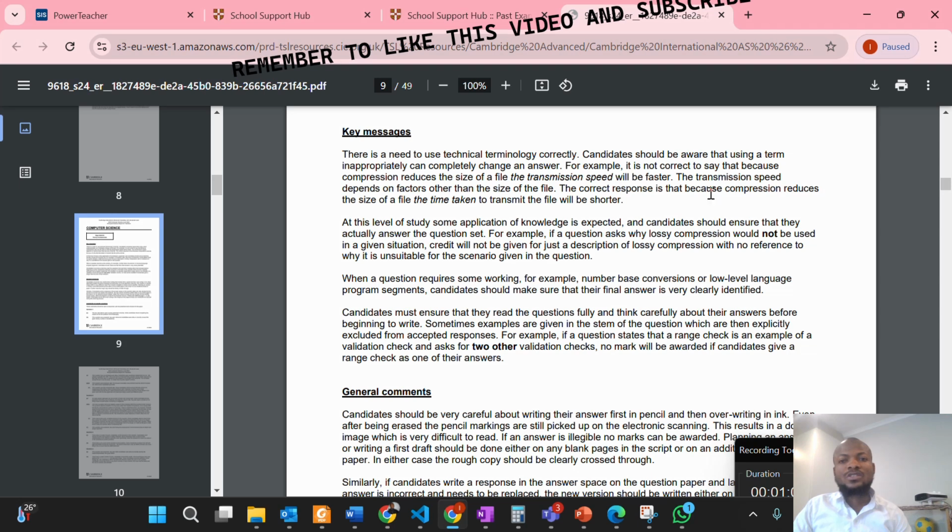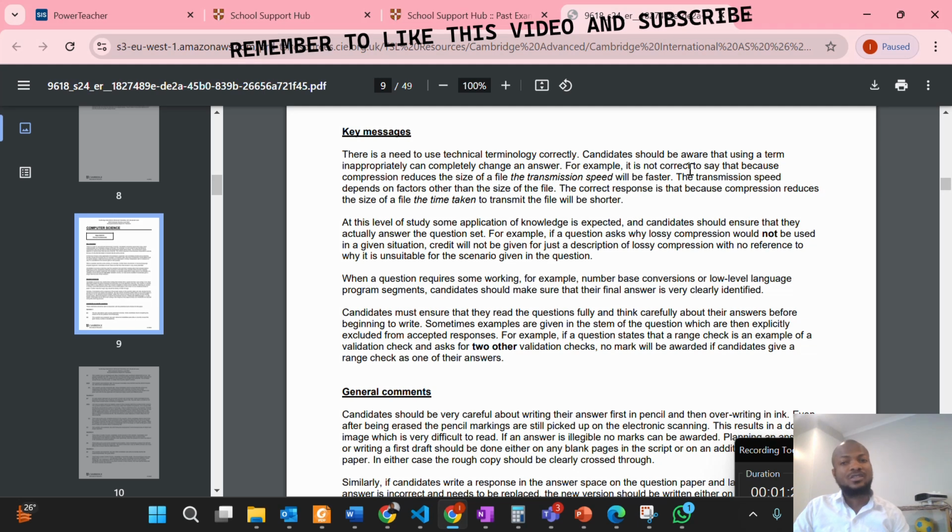The correct response is that because compression reduces the size of a file, the time taken to transmit the file will be shorter. Time taken to transmit the file being shorter does not necessarily mean it's faster. Shorter does not mean it's faster. If you have a good internet connection, it may be very fast.